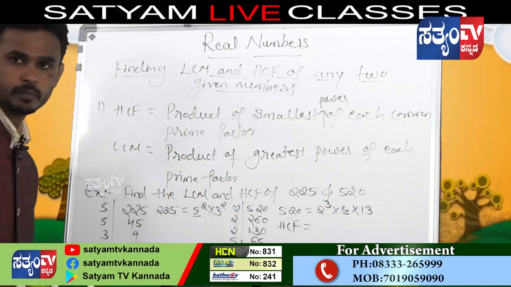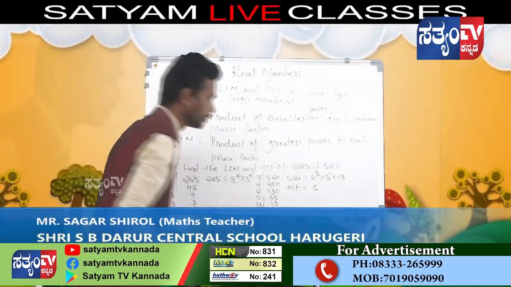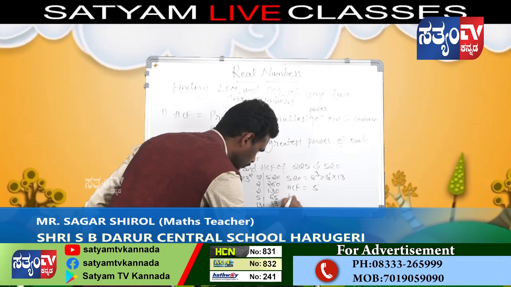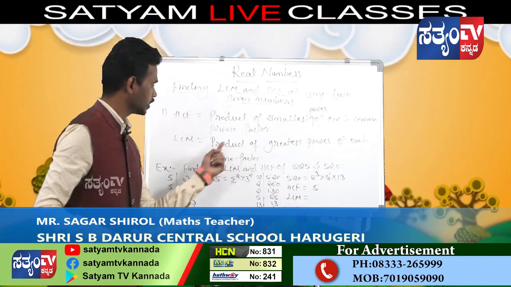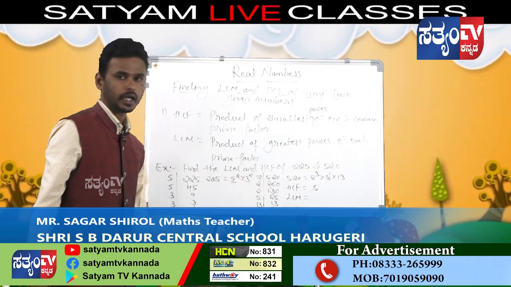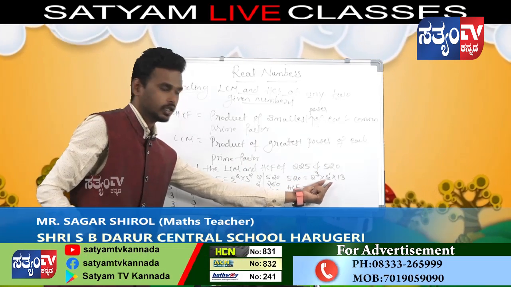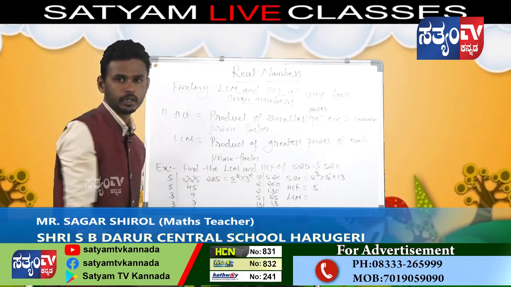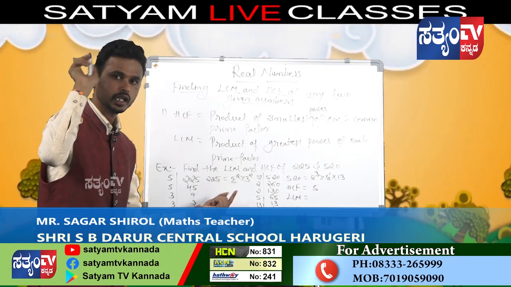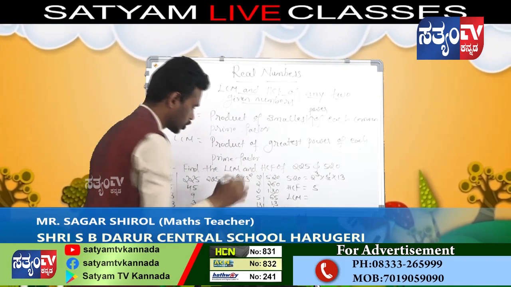So in that, which is the smallest power? 1. So HCF is 5. And next, LCM, what does it say? Product of greatest power of each prime factor. So which are all the prime factors? You need to take that multiplication. If there is a common factor, then you need to take the highest power. Here 5 and 5 are common. In that, which is the highest one?